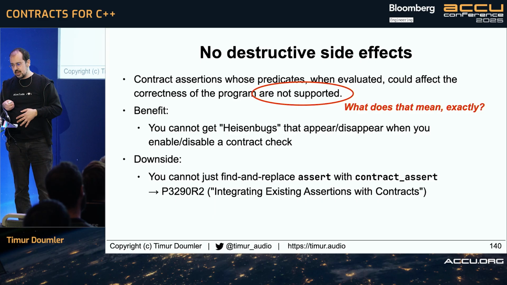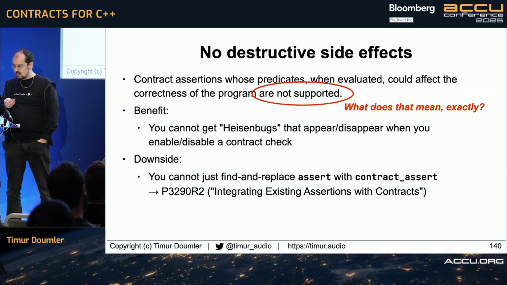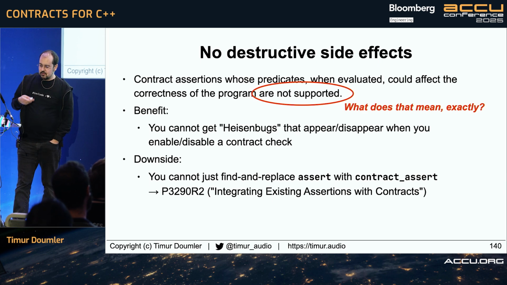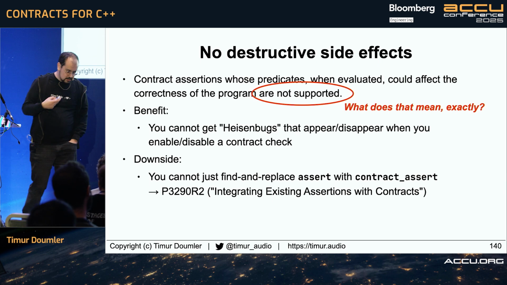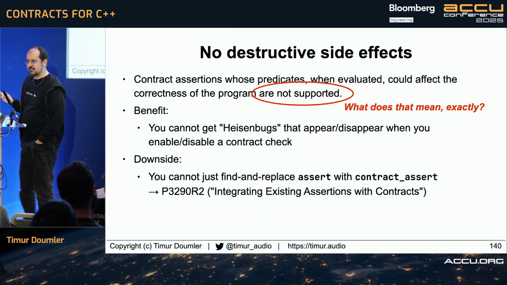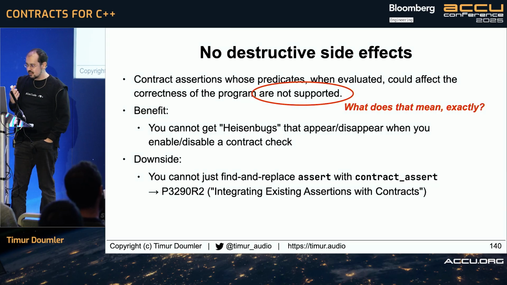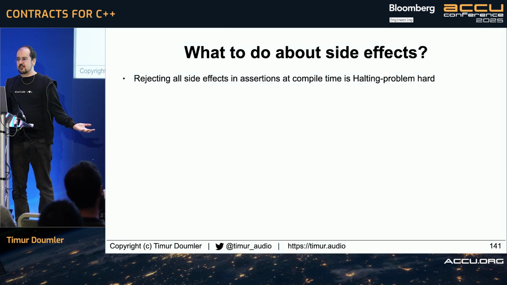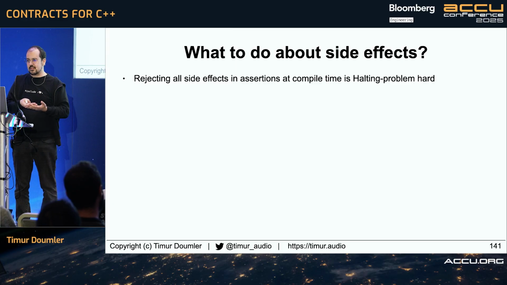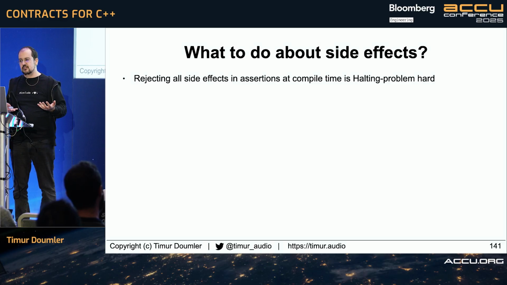Now, when I say are not supported, what does that actually mean? That's actually a complicated question. Some people expect that if you write an expression inside an assertion that has a side effect, then that should just not compile, right? That's the default. A bunch of people are nodding. Well, you can't do that, because determining whether an expression has a side effect in C++ is halting-problem hard. You cannot reasonably determine that for every expression.